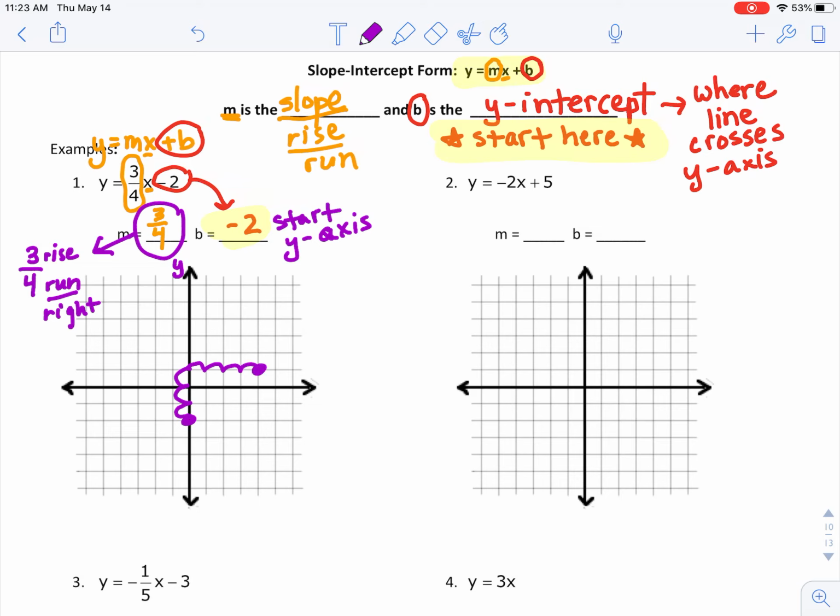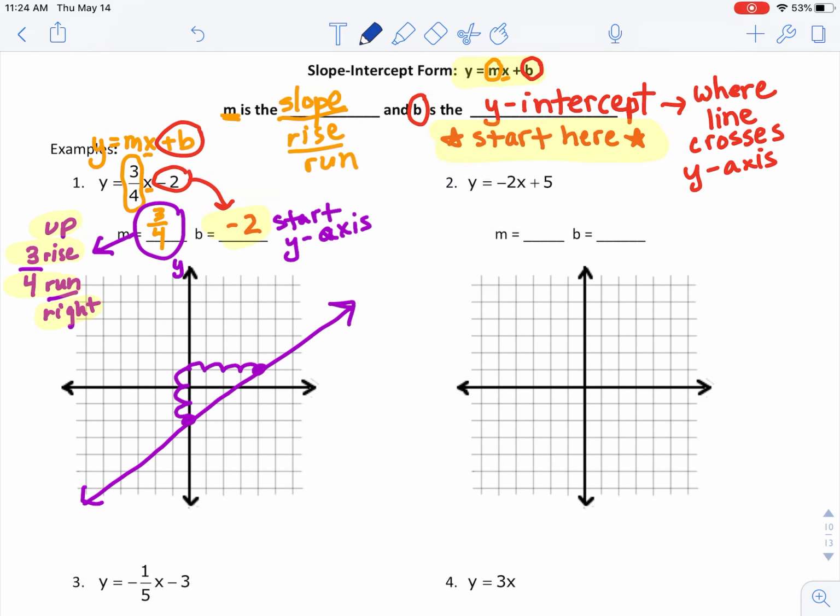Now that I have my 2 points, I can connect them and make a line. And that's it, I'm done. So you start at the y-intercept, and then you use your slope to tell you how to rise and run. Now remember, if those were negative, you would go in a different direction. Since this was positive 3, I went up, and since it was a positive 4, I went to the right. But if one of those was negative, I could have gone down or left. We'll see some of those in another example. Let's try number 2.